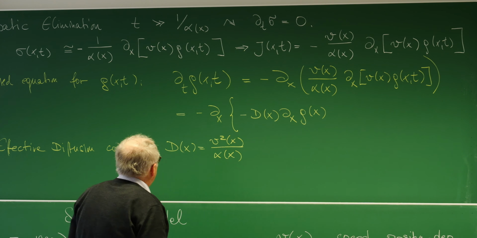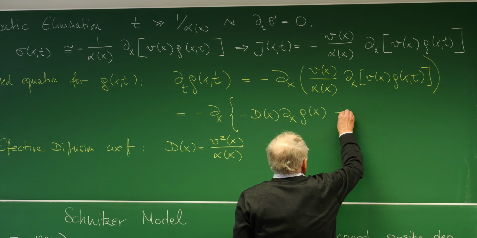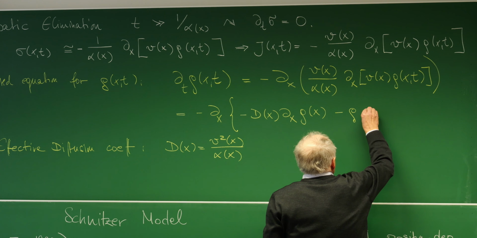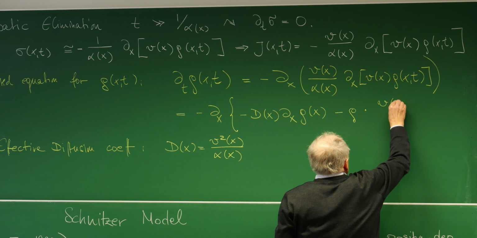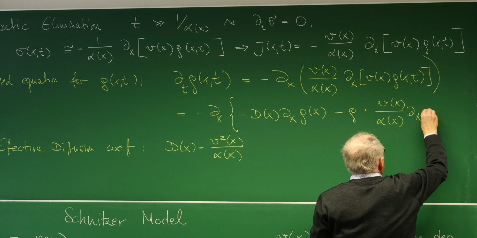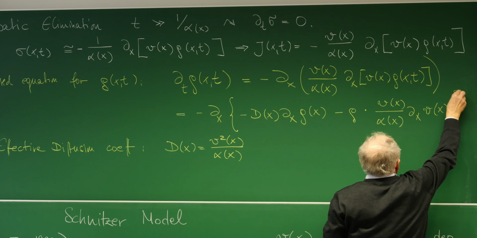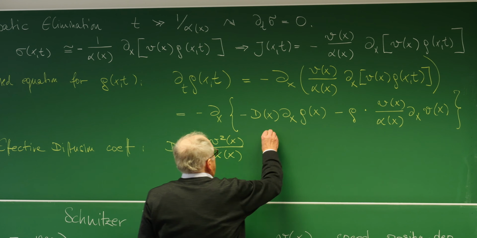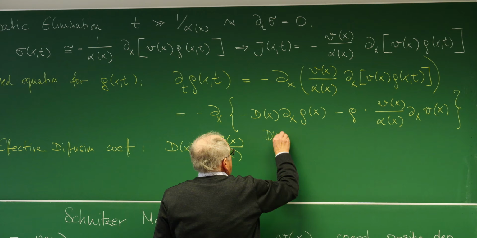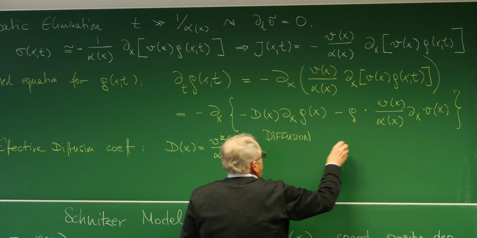The second term that you have has this structure. It's minus rho times v of x alpha of x dx v of x. Okay. And that has the structure of a drift term, right? This is a term where the current is proportional to the density times an object that's an effective velocity that you have in the system. So together what you get is a diffusion drift equation.